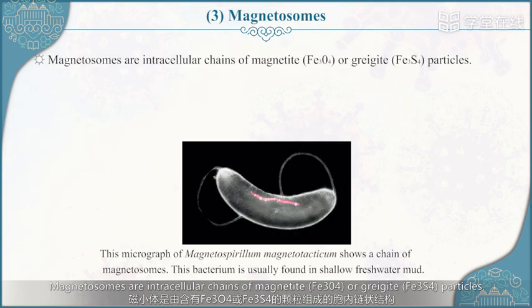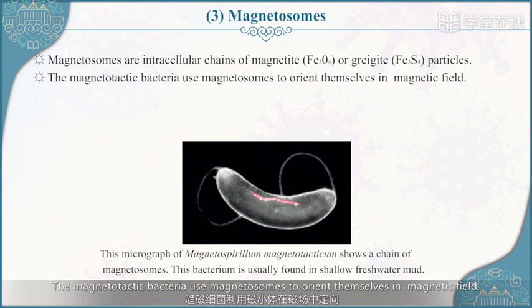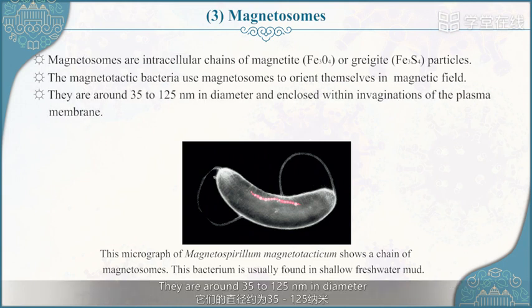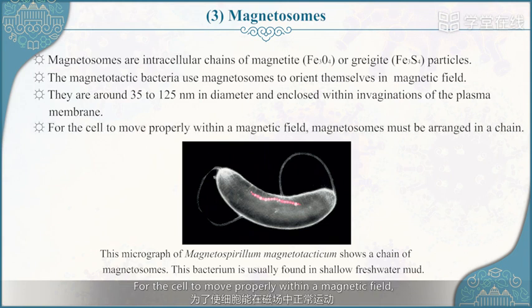Magnetosomes are intracellular chains of magnetite or greigite particles. The magnetotactic bacteria use magnetosomes to orient themselves in a magnetic field. They are around 35 to 125 nanometers in diameter and enclosed within invaginations of the plasma membrane. For a cell to move properly within a magnetic field, magnetosomes must be arranged in a chain.